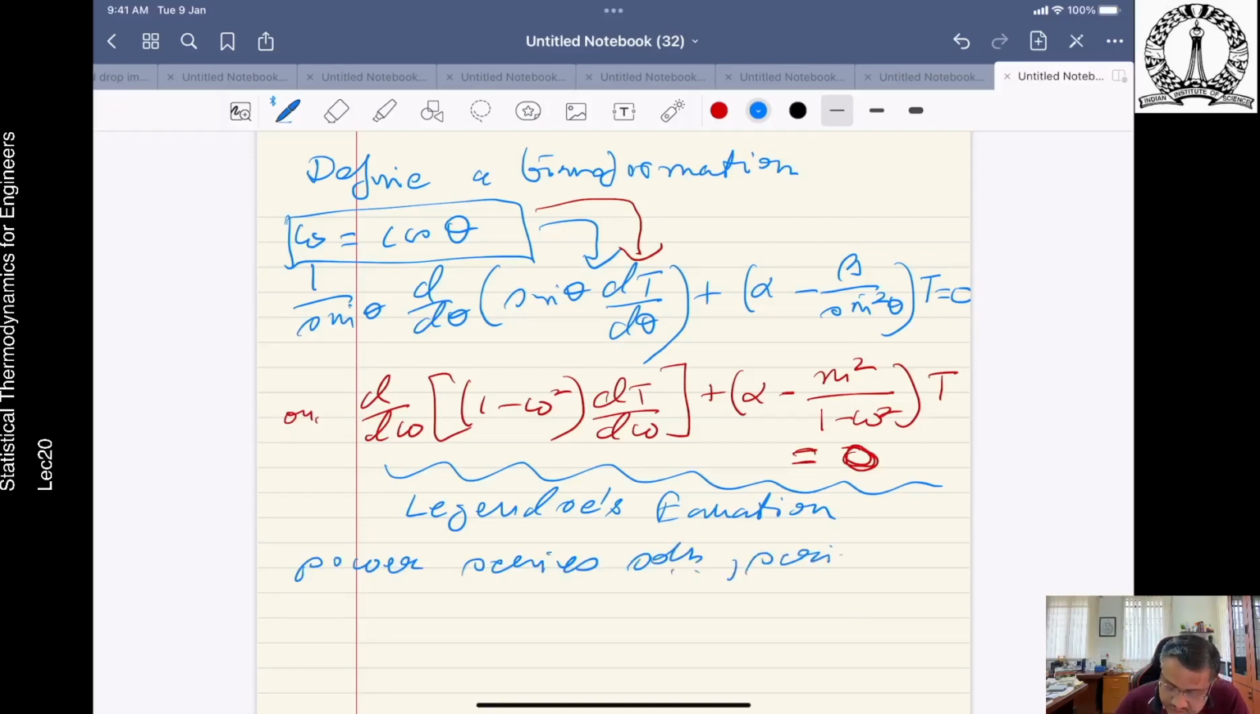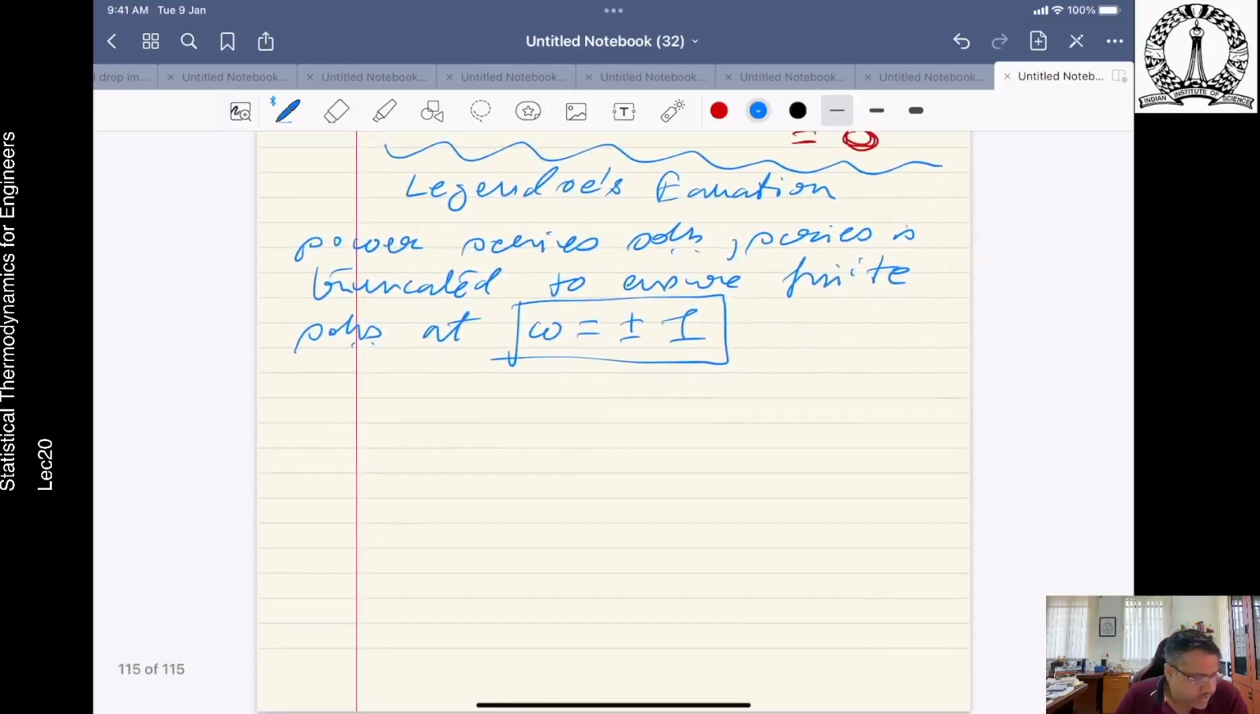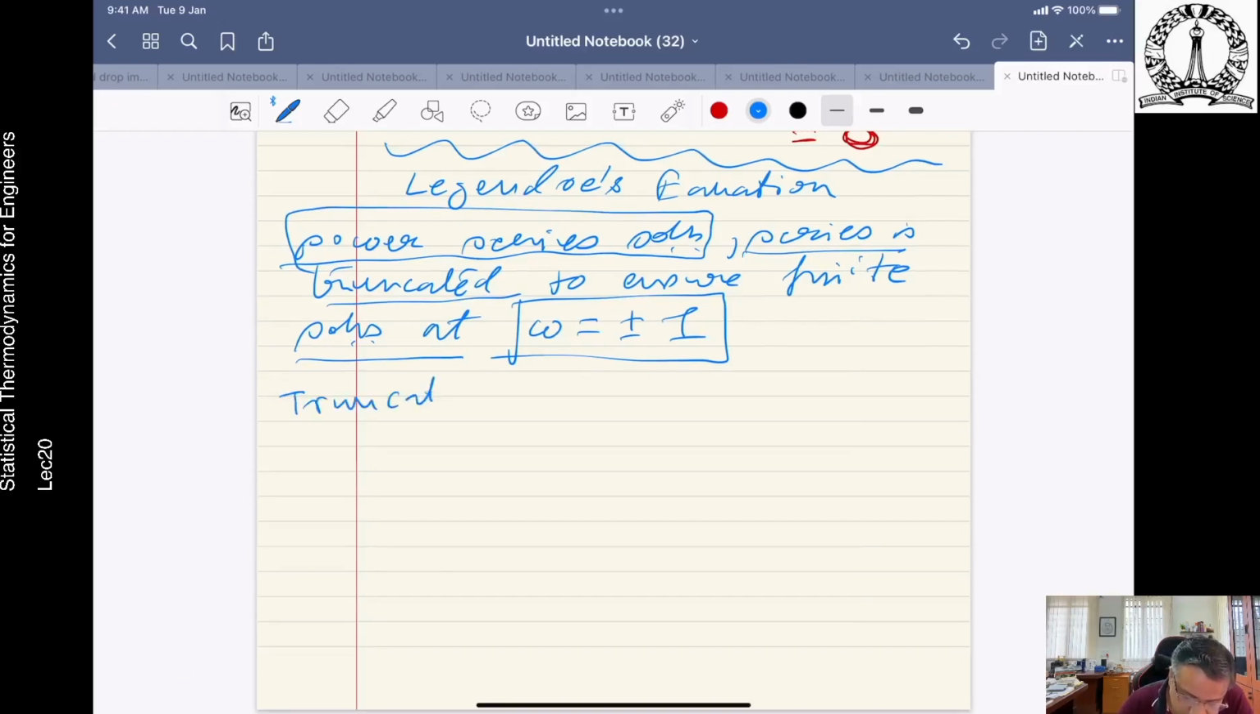And the series is truncated to ensure finite solutions at omega equal to plus minus 1. Okay, so this is Legendre's equation, and it has a power series solution, and the series is truncated to ensure finite solutions at omega equal to plus minus 1. So truncation leads to a well-defined solution. Remember that the wave function has to be well-defined.